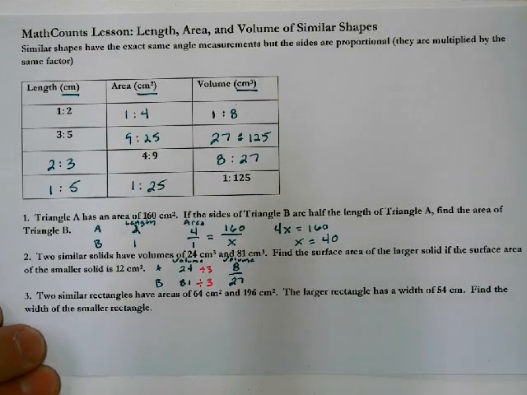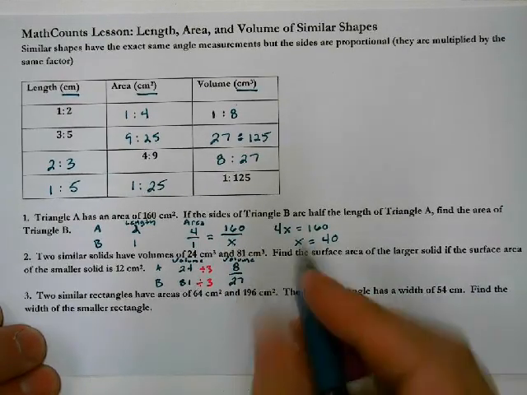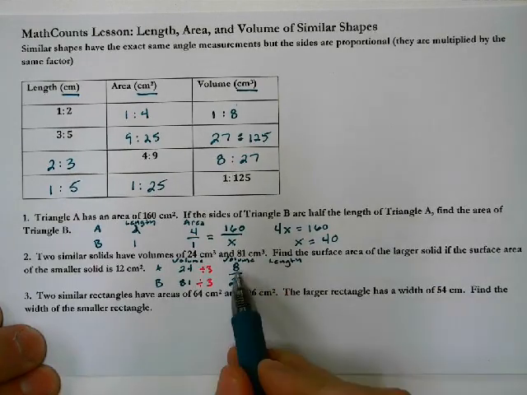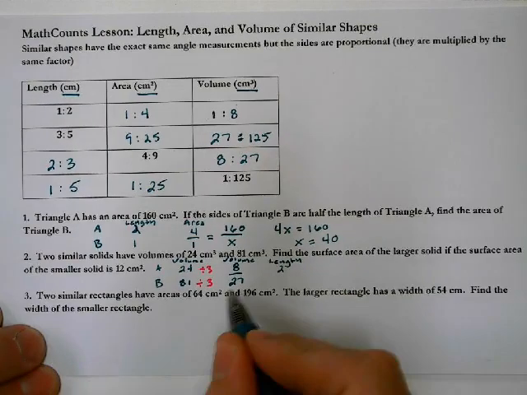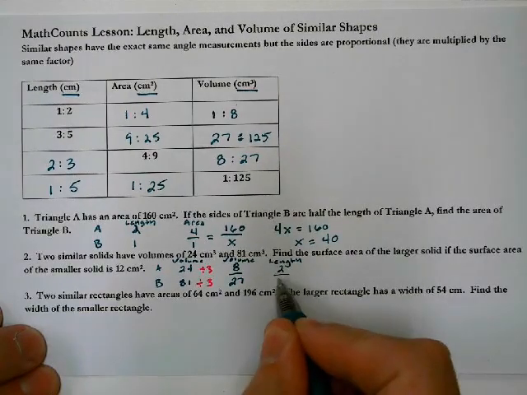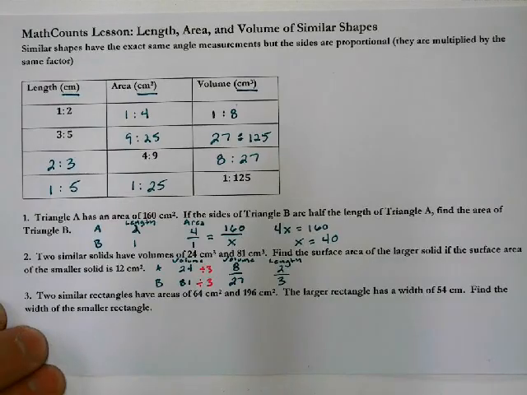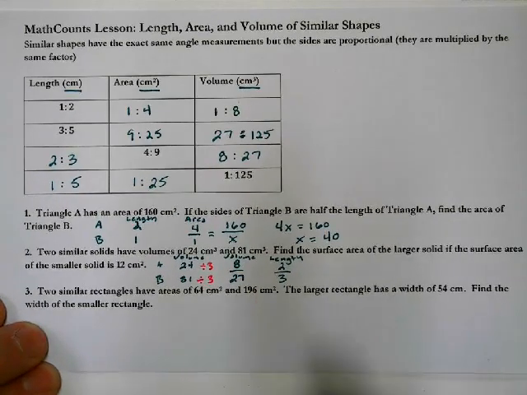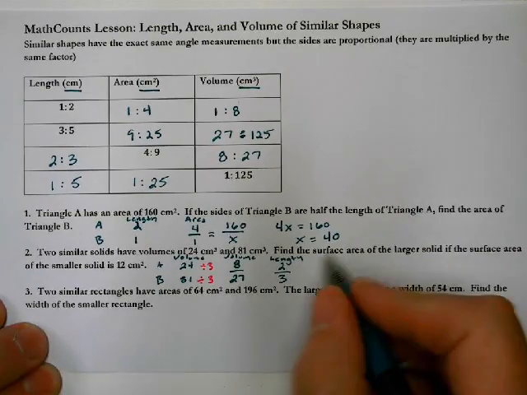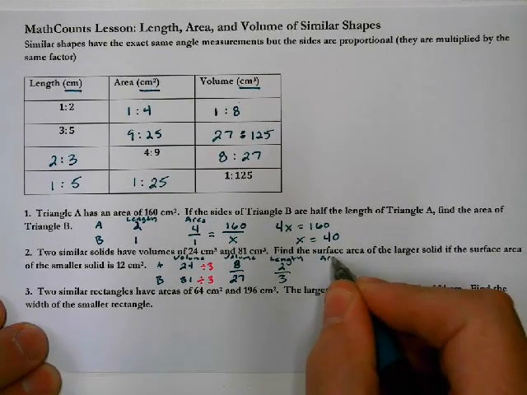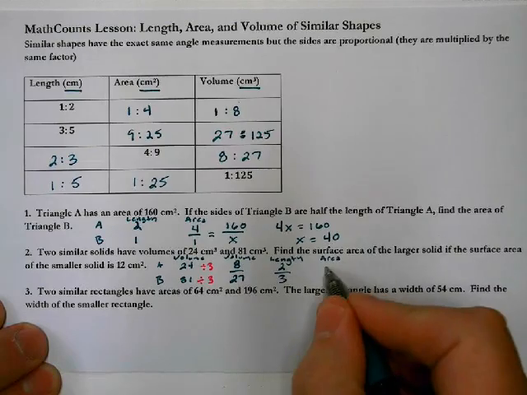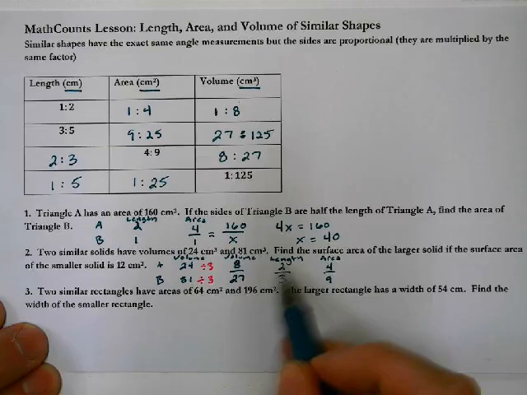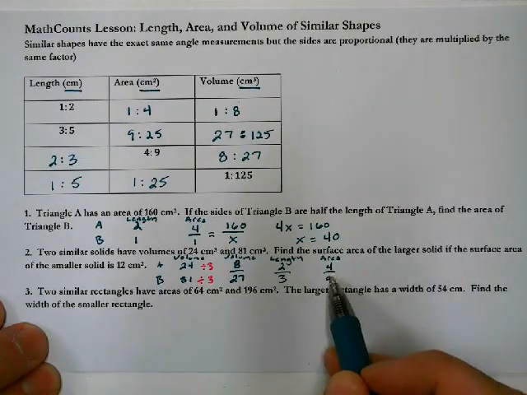So if 8 over 27 is the volume, for the length, take the cube root of 8, which is 2, the cube root of 27, which is 3. So the length would be in a ratio of 2 to 3. And the area would be the square of these numbers. That would be in a ratio of 4 to 9. So the volume's 8 to 27, the length is 2 to 3, the area is 4 to 9. And now we can solve it.